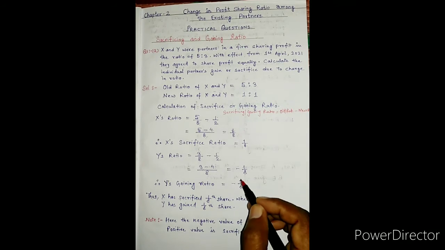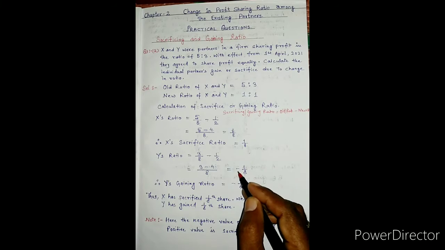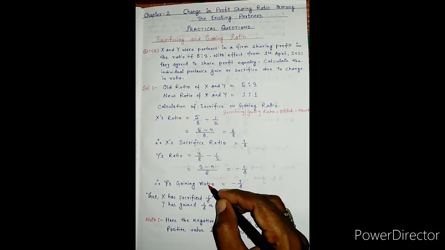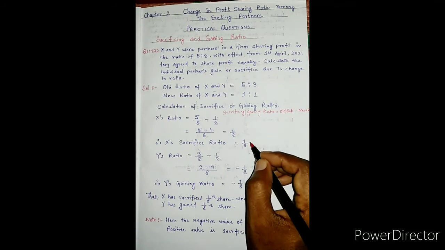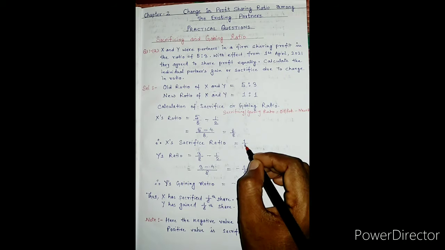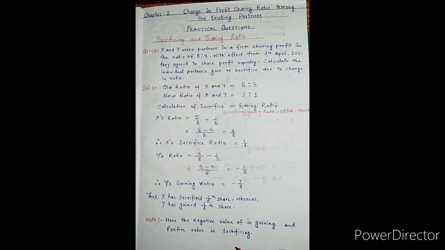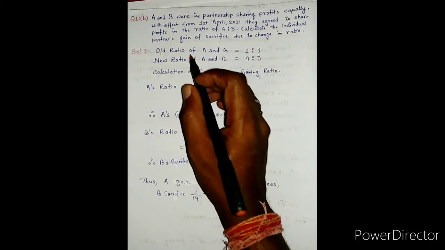Here Y's ratio is minus 1/8, that is a negative value, so it will be the gaining ratio, and X is getting a positive value 1/8, so it is sacrificing. So this is the solution of question number 1. Hope you like it. Let's see question number 1B.